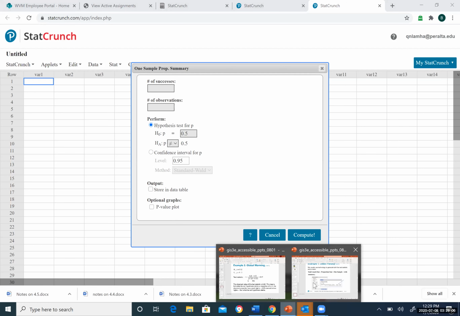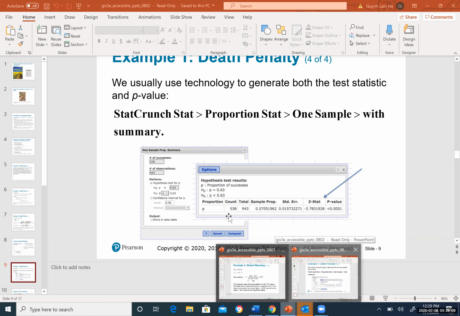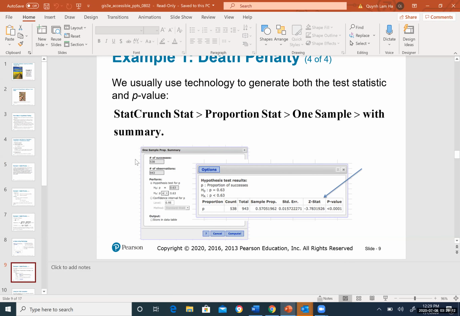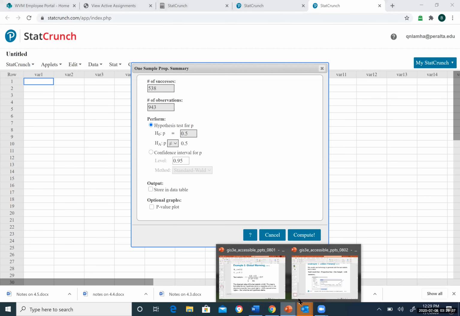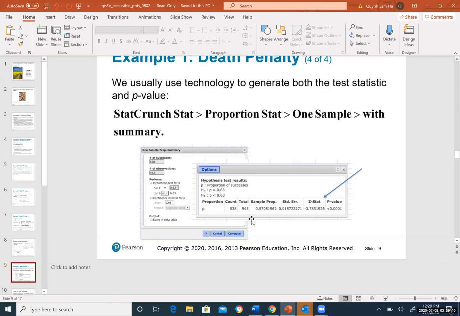Let's look back at the PowerPoint that I have. My number of successes is 538 from the prompt, 538 and 943. So I put it in: 538. And 943 is the number of observations, which is n. And here you have 0.5. Actually, we don't have 0.5, we have some other value. What is it? P naught is 0.63, 63%.